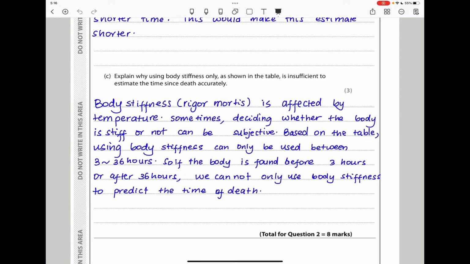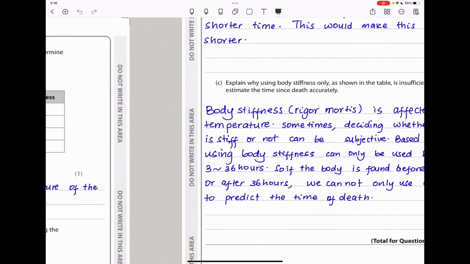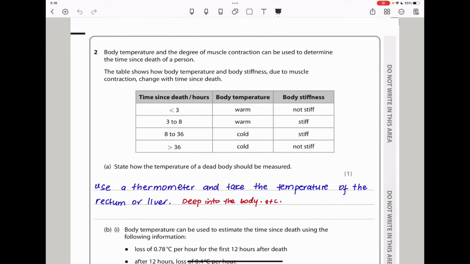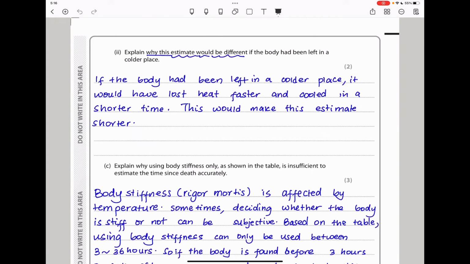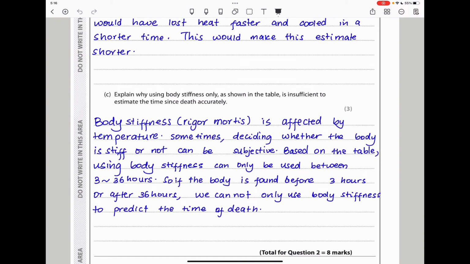So based on the table, we can see that body stiffness can only be used between 3 to 36 hours. And again, to take you back, we can see before 3 hours, it's going to be not stiff, then that, until here. If you find the body not stiff again, it could be because it's decomposing, and that will not be sufficient information to let you predict the time of death properly. So here I say 3 to 36 hours also.